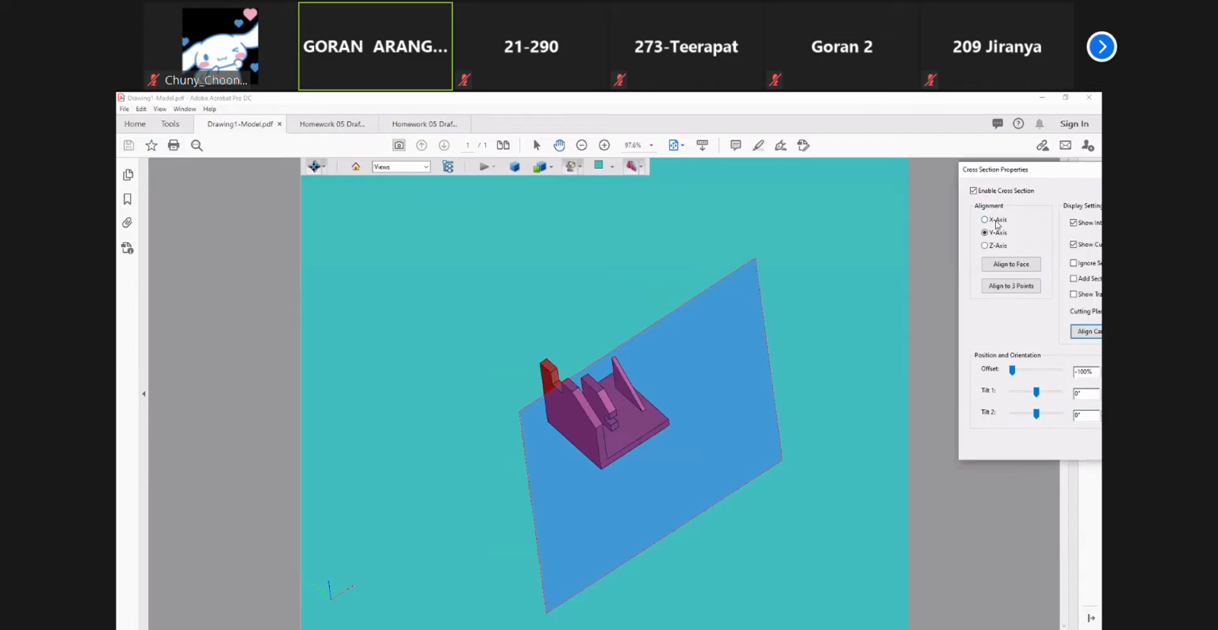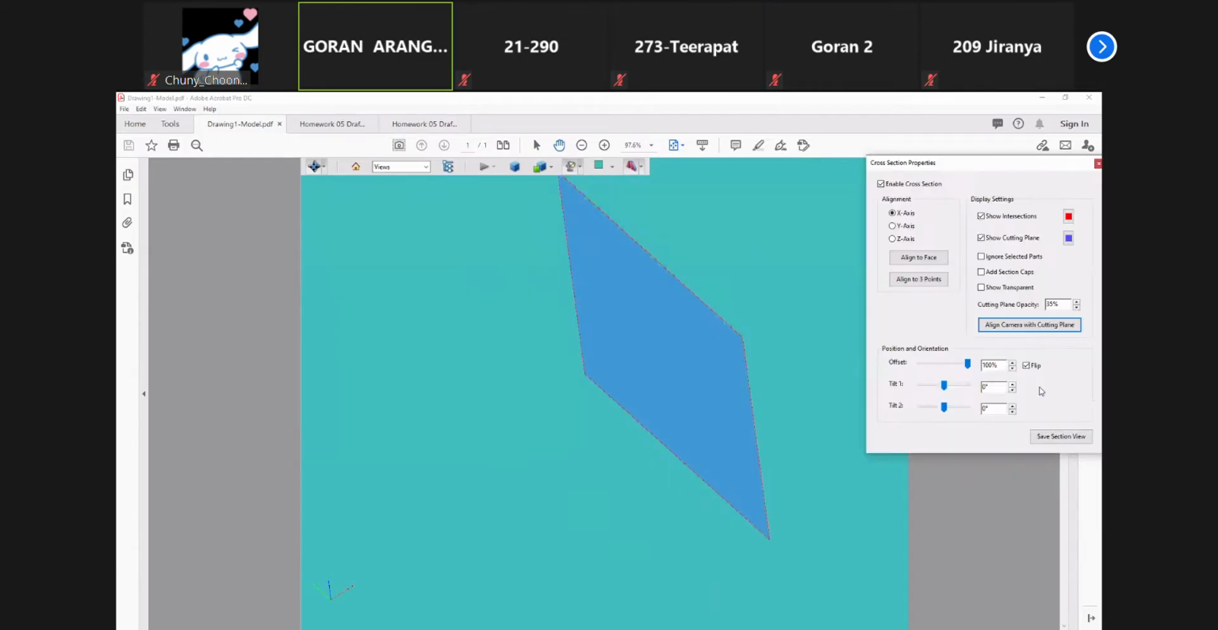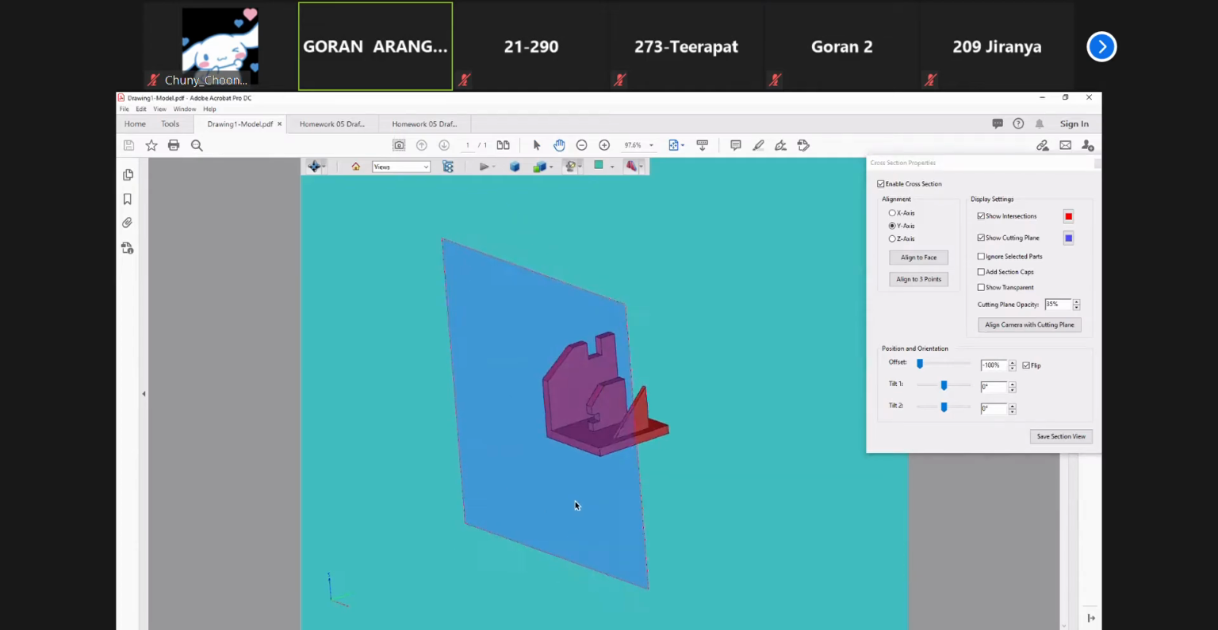Then this should be the right side projection plane. And this is the top projection plane. So this is the front. So this is what you have.